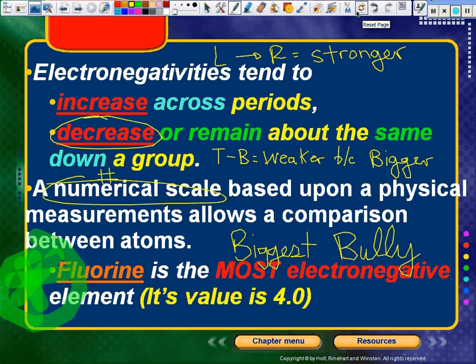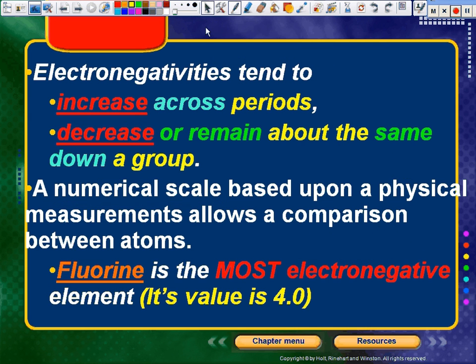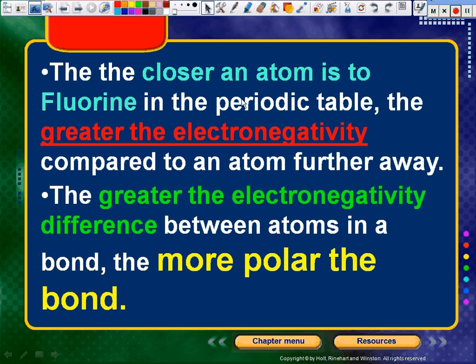Okay? All right. Now, one more thing that we need to talk about is this. The closer an atom is to fluorine. Now, what do we know about fluorine? He's the biggest bully. He's the most electronegative. So the closer you get to fluorine, the greater the electronegativity comes. So who are the two closest to fluorine? Oxygen and chlorine. Those are the two closest.